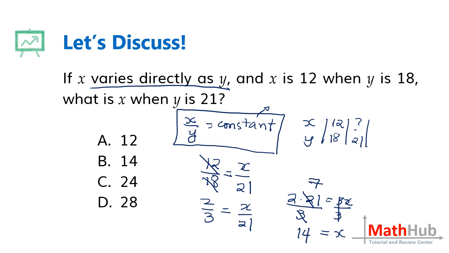Or what you can do also is from here, I already know that in order to get 21 from 3, I multiply by 7. So I multiply this by 7. You can also do that. That's faster. So we now get that x is really equal to 14. So the answer is letter B.